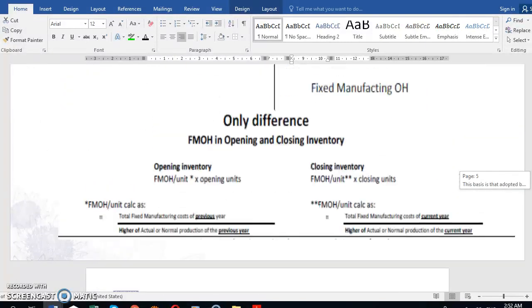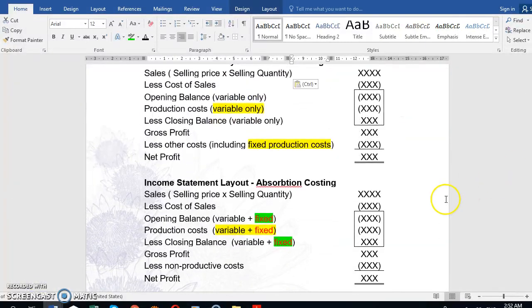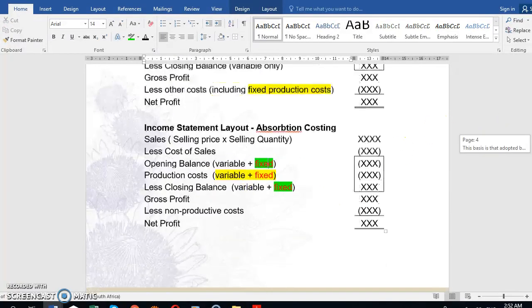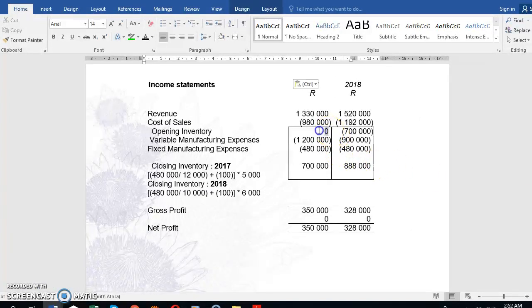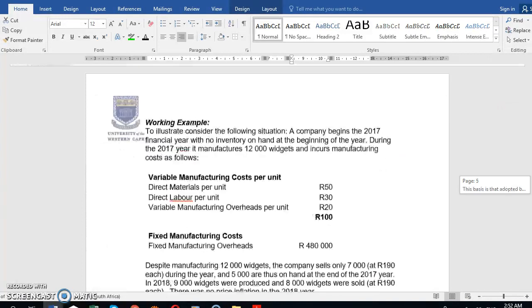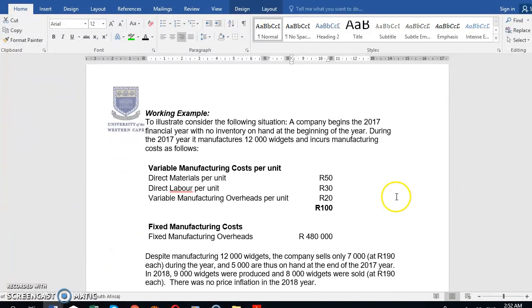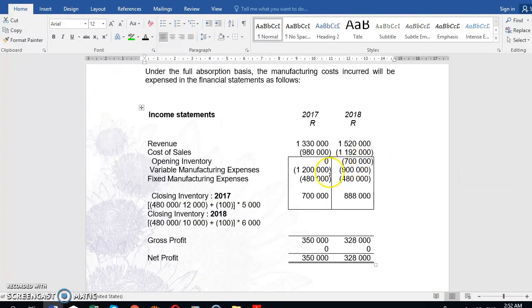Then our cost of sales, and just a reminder, our cost of sales is this little table over here, and cost of sales consists of opening balance, which is variable plus fixed. But in 2017 there's no opening stock, so that's why there's a 0 for opening inventory. Okay, our variable manufacturing cost for 2017 is 100 Rand per unit, and variable manufacturing cost gets multiplied with the number of units you produce. So if I take 100 Rand per unit and I produce 12,000 units, that means it's 100 times 12,000, that gives you the 1.2 million in the memo.